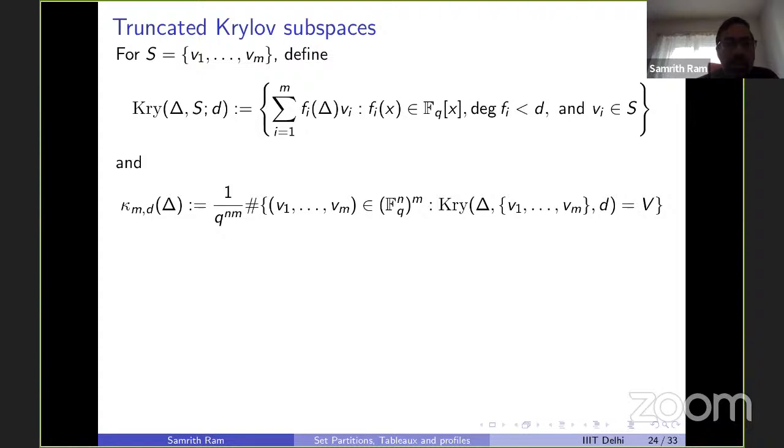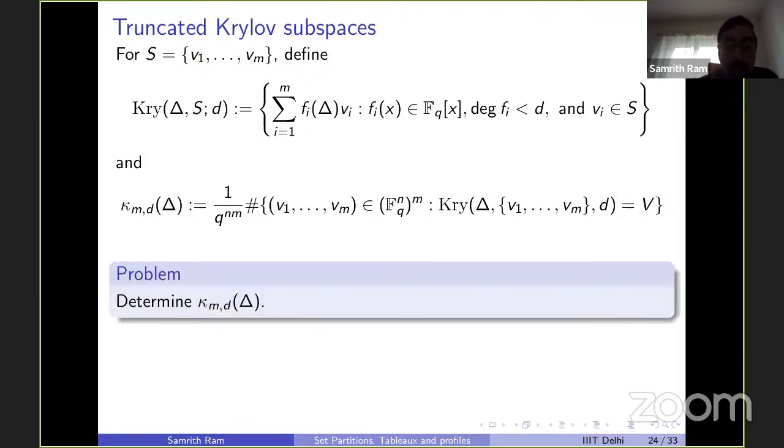Now the Krylov subspace generated by delta, but truncated to degree d, is basically all sums f_i delta on b_i, where earlier f_i could be arbitrary polynomials, but now we insist that their degrees are strictly bounded above by d. And again, one can ask, what is the probability that if you select m of these vectors, the truncated Krylov subspace spanned by these vectors is all of V? And that is an open problem.